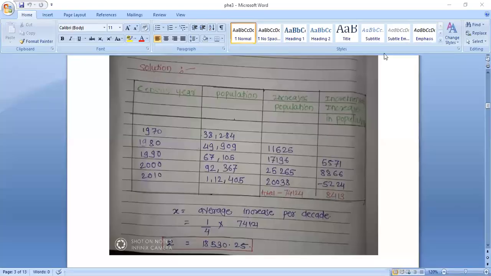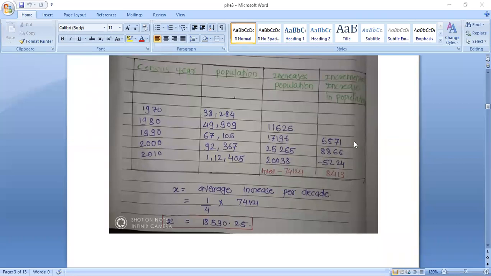5,571. Now see, after finding increase in population, we find the incremental increase in population, and we have to take the total of this. The total of increase in population is 74,124, and the total of incremental increase in population is 8,430. Now the second step is find out the value of x.